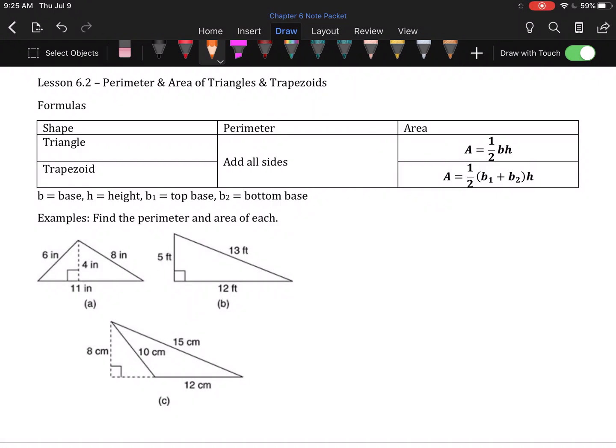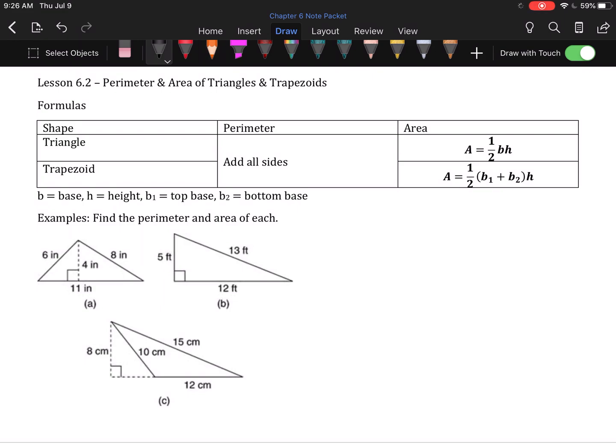Now we're going to do perimeter and area of triangles and trapezoids. So perimeter, add all sides. Area for a triangle is 1/2 of the base times the height. For a trapezoid, it is 1/2 times the sum of the bases times the height. We'll deal with that when we come to a trapezoid. First up are some triangles.